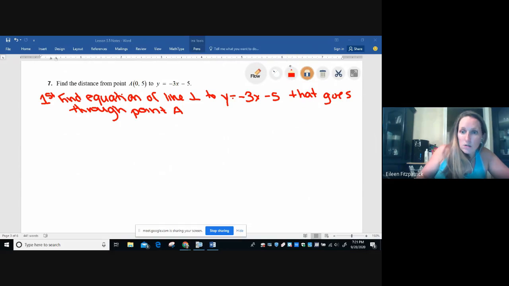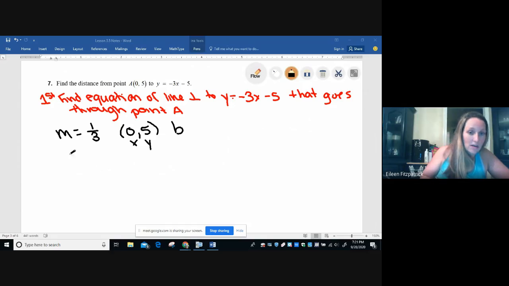Just like we did above, if we want a perpendicular line, I'm going to use the opposite reciprocal slope. If the slope is negative 3, my slope is going to be 1/3. I am given point A, which is (0, 5). That's my x and my y. I need to solve for my b. You might already recognize your b. If so, that's fine. If not, I'll just be consistent with how we're doing the problems.